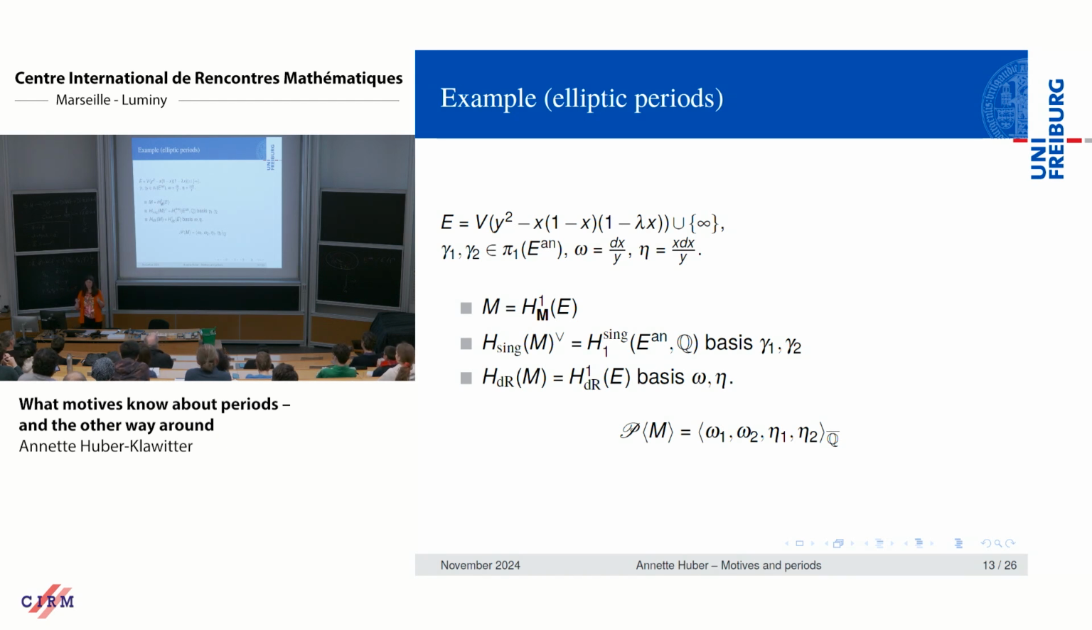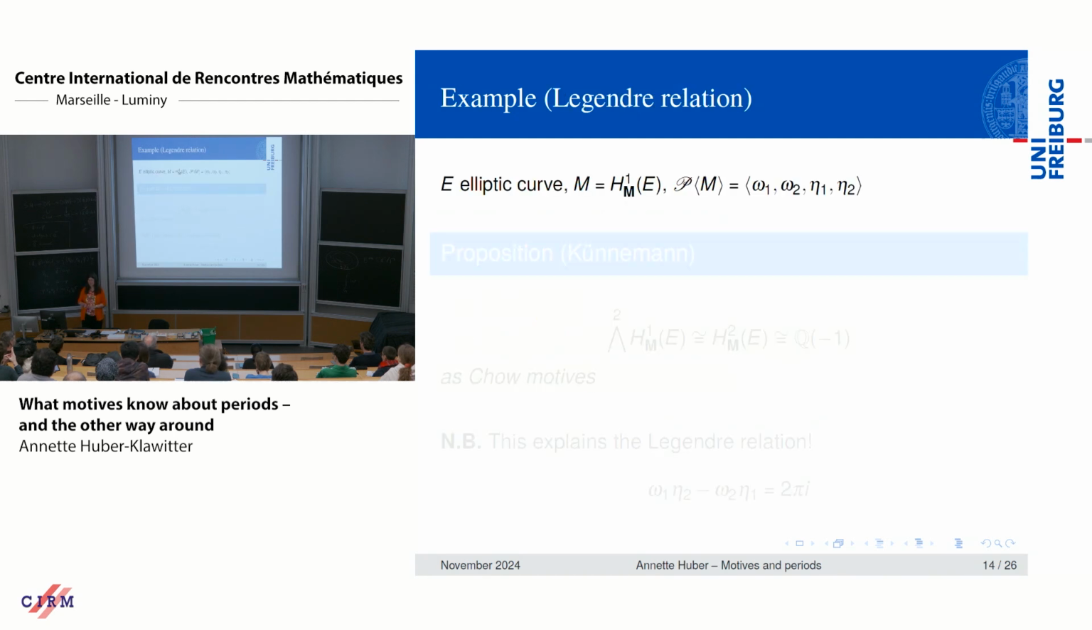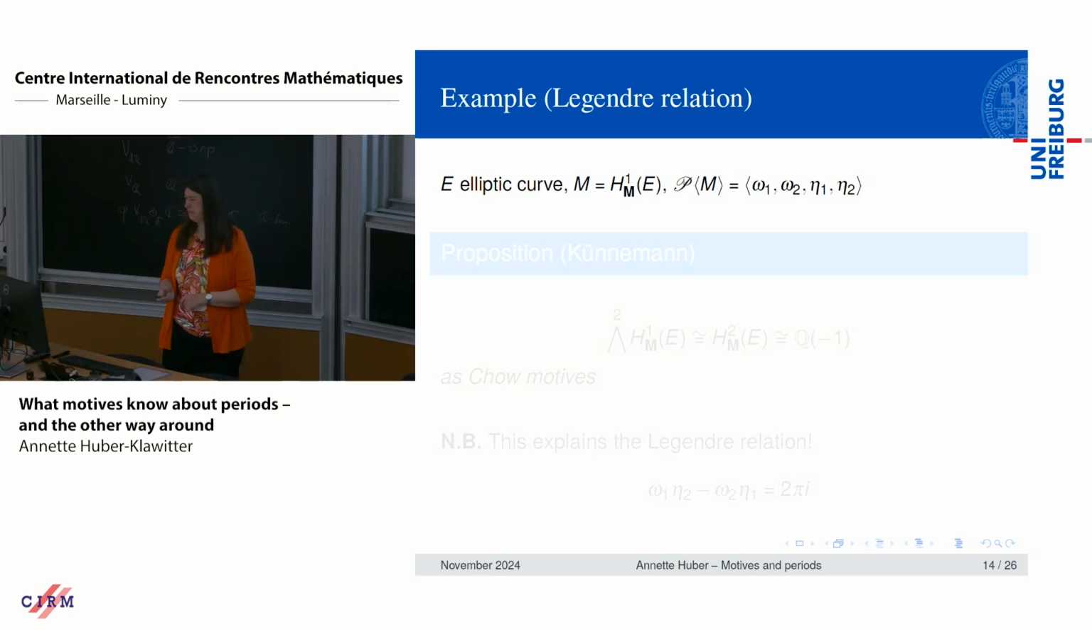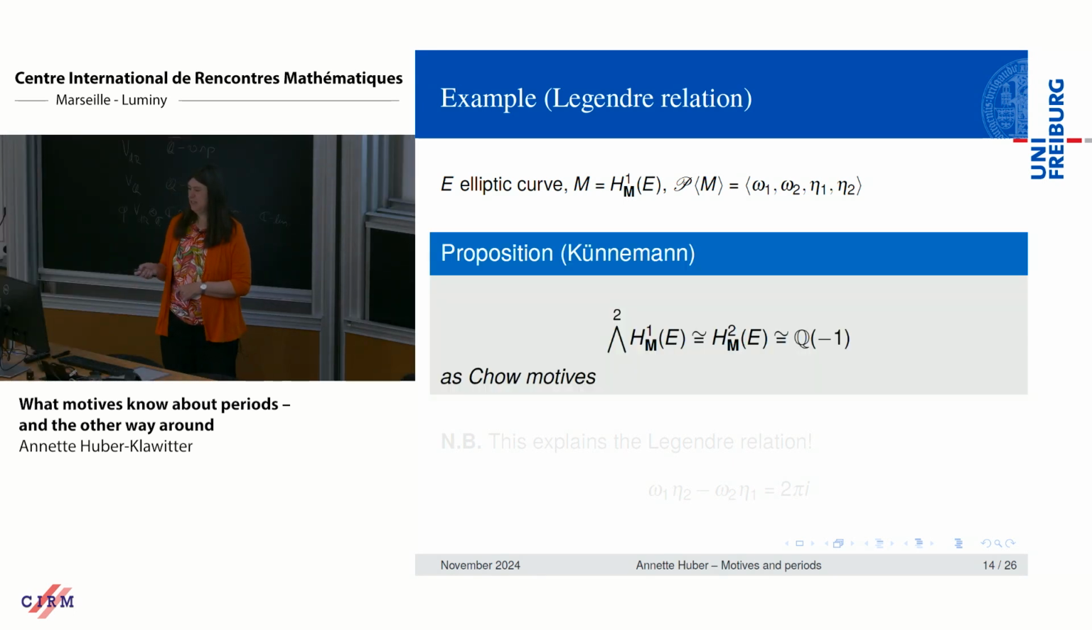If you want to show that it has dimension 4, you have to show that these numbers are linearly independent over Q bar. It's a non-trivial question. And it's false if the elliptic curve has complex multiplication. So, okay. Now recall the Legendre relation. Same motive, same period space. Then we understand motives of elliptic curves.